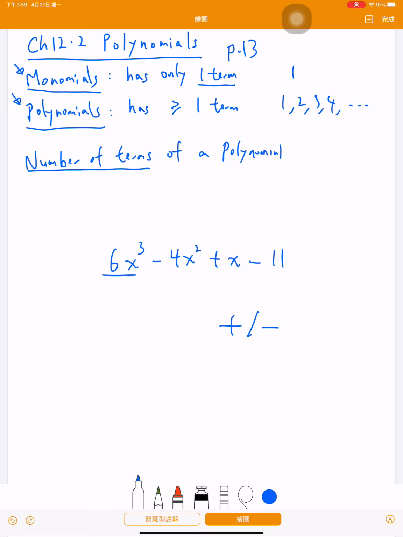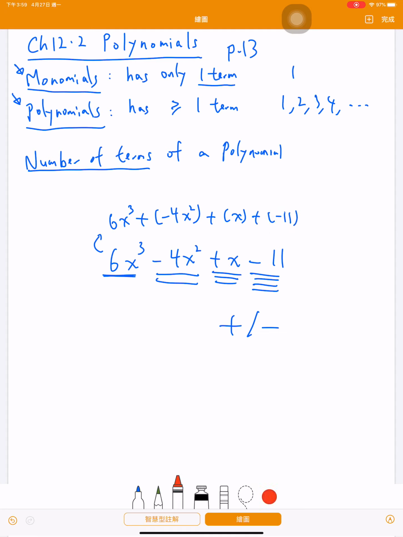Why? The first term is here. The second term is here, -4x squared. The third term is the positive x. The last term is the -11. That means, in fact, it means 6x cubed plus a -x squared plus positive x plus a -11, right? We have this 4 plus here. So that means we have 1 term, 2 terms, 3 terms, and 4 terms. Okay. You can see 4 terms add together. So usually we use this to consider the number of terms.